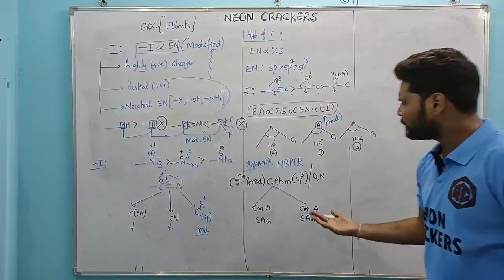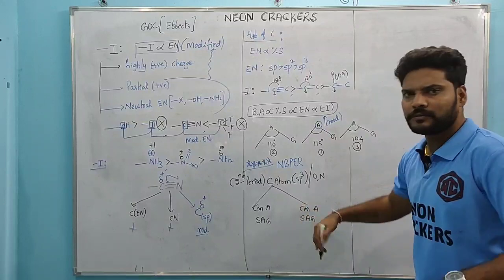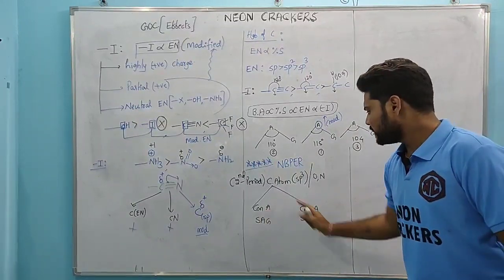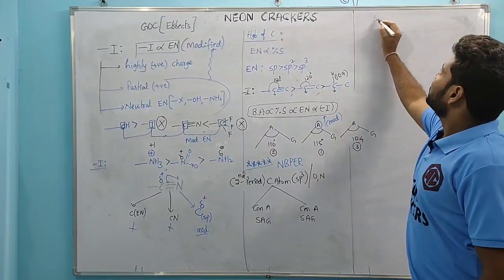What does it mean? What is happening here? What is happening because of this SAG? What is happening? Bond angle, what happened? What is the influence of bond angle of this SAG and SIG? Let's see. SAG and SIG. First one, list of SAG.